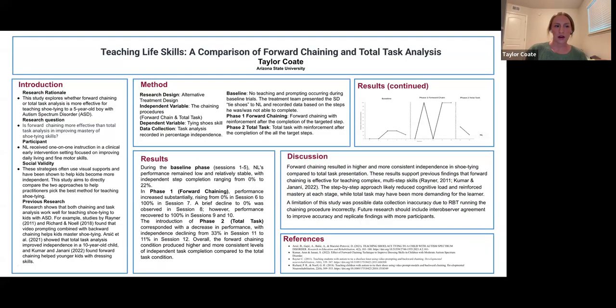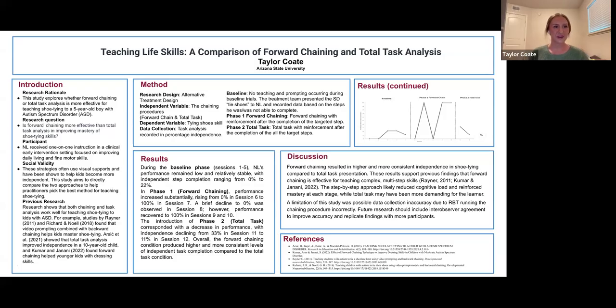For the first part of the intervention, phase 1, forward chaining was presented with reinforcement after the completion of the targeted step, step 1. After he completed that, he got the reinforcement that he was requesting. Phase 2 of the intervention, the total task, was presented with reinforcement after the completion of all the targeted steps. So he had to complete all the steps before he could get reinforcement.